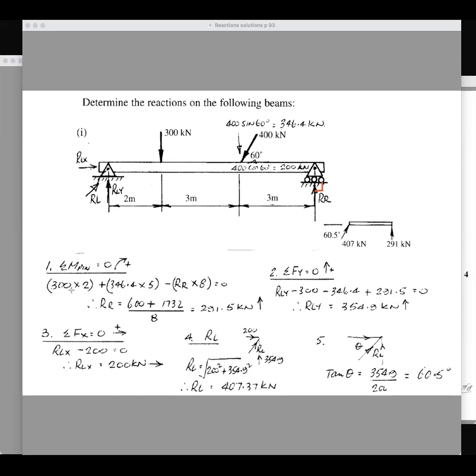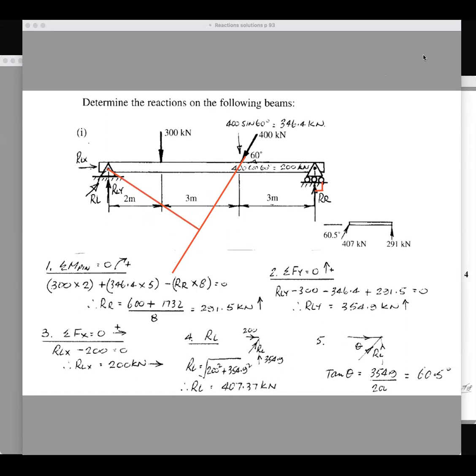So you've got 300 multiplied by 2, that's the distance back to the point of rotation, and it's going clockwise, so it's positive. Plus, I've broken this force up into rectangular components. Now, if you wanted to, you could just extend that down there like that, and you could work out this perpendicular distance there, if you didn't want to break this up into rectangular components.